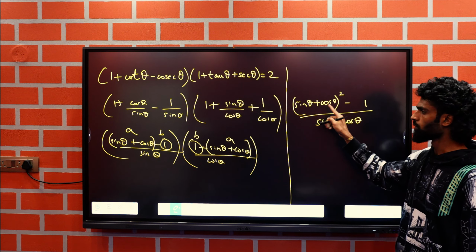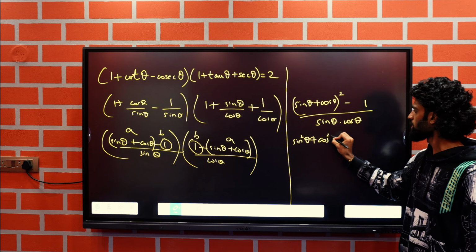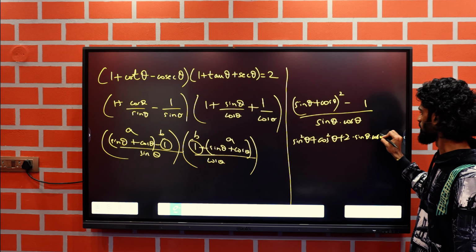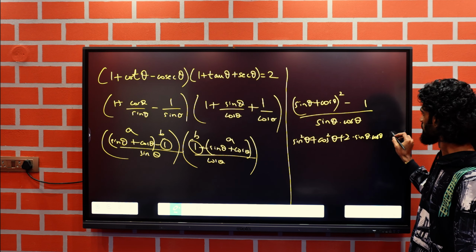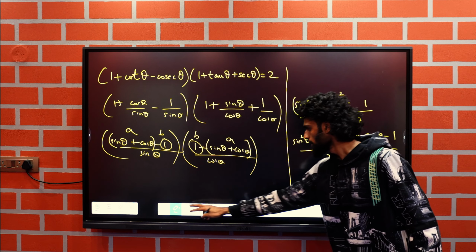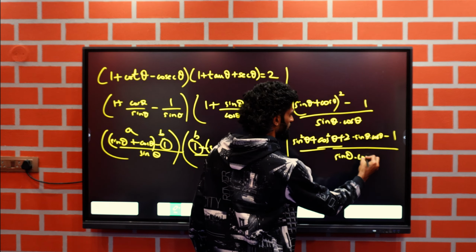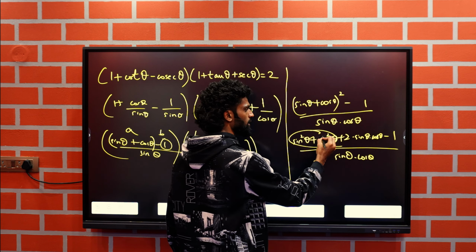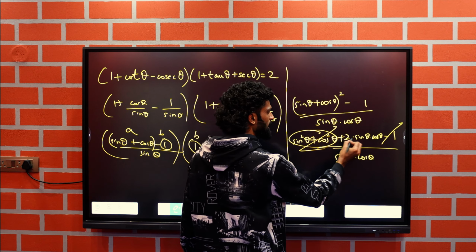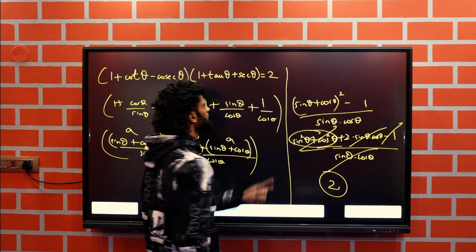Now obviously you know what to do. We expand it. So it becomes a square plus b square plus 2ab. Minus 1, whole thing divided by sin theta dot cos theta. We've almost got the answer. This answer is anyways 1. 1 and minus 1 gets cancelled. Obviously, what remains? 2 sin theta dot cos theta is remaining. Sin theta and cos theta gets cancelled. 2 remains. That's your answer.